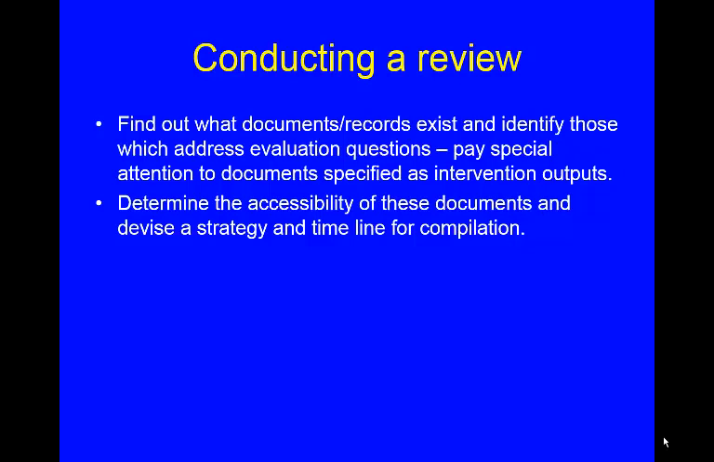You want to identify the documents and then work out which ones are really important and pursue the ones that you really need to get hold of. So determine the accessibility and devise a strategy. A strategy means prioritizing some documents over others, going to higher authorities if you need to get hold of documents that are maybe hidden away somewhere, maybe in offices that you don't have access to, and so on. And you also need some sort of timeline. You want to tie in your document review with the development of your evaluation procedures.